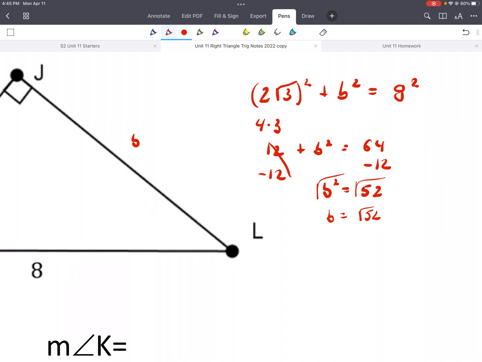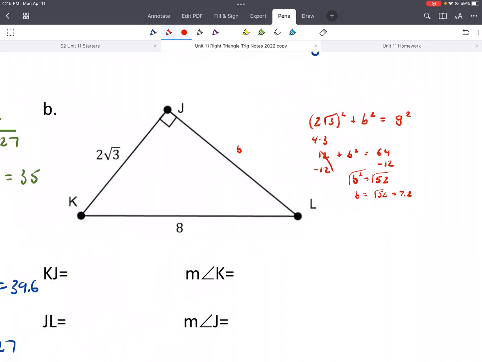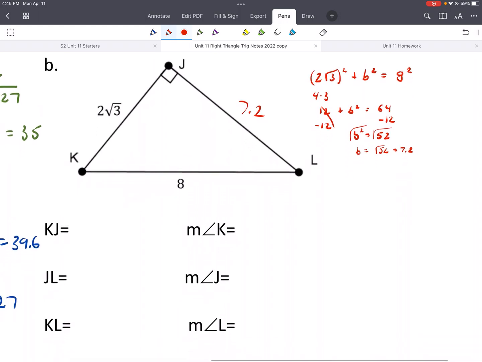For this, I am okay with a decimal. It's only when I'm asking for ratios that I want exact. If you want to have a decimal, I'm okay here. So the square root of 52 is 7.2. So we have this length, 7.2. And I rounded, so that's not exact.